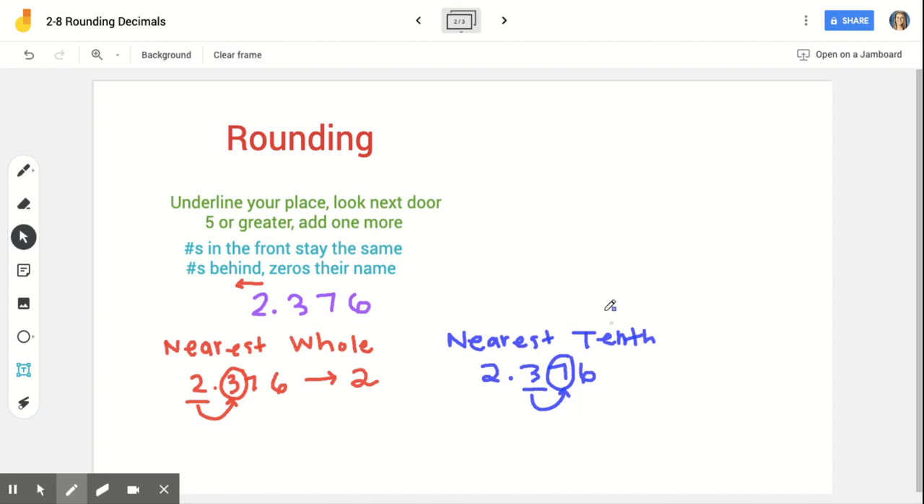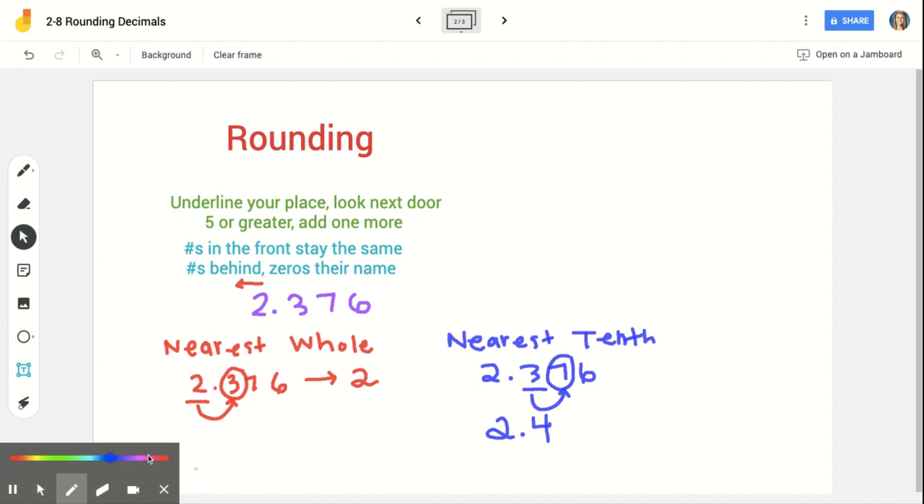Well, where are we adding 1 more to? We're rounding to the nearest 10th. So these numbers are going to be dropped. We're going to increase this number 3 that's in our 10th place by 1 more. 2 and 4 tenths. Do you see how I added 1, 2, 3? That's because it's in the 10th place and because 7 is 5 or more. And then remember, numbers in the front stay the same. So the 2 stays the same. We don't need to do anything to that. I'm going to rewrite it. And then numbers behind, zeros their name. Okay, so I just rewrote it. The digits that are in the 10th spot and these numbers become 0. I don't need to rewrite them out because they don't hold any value.